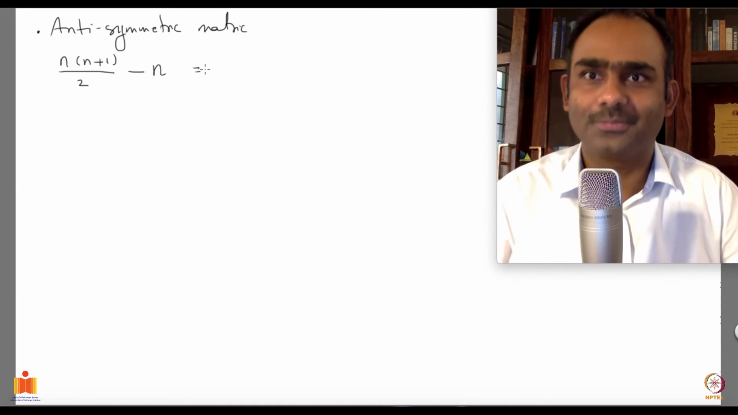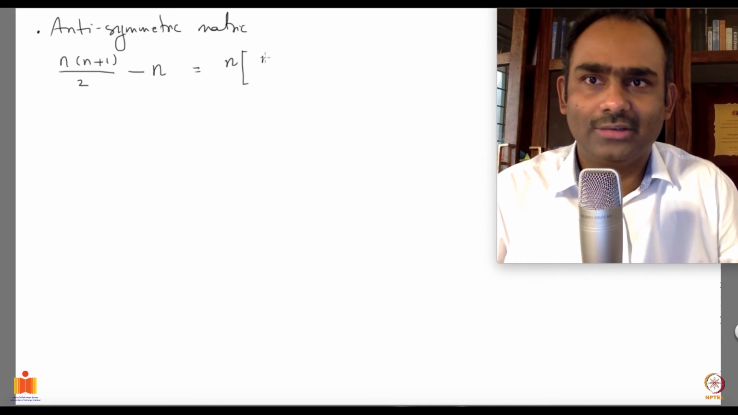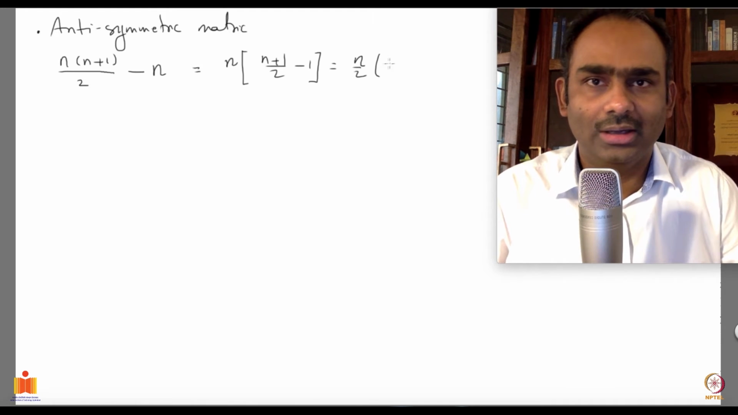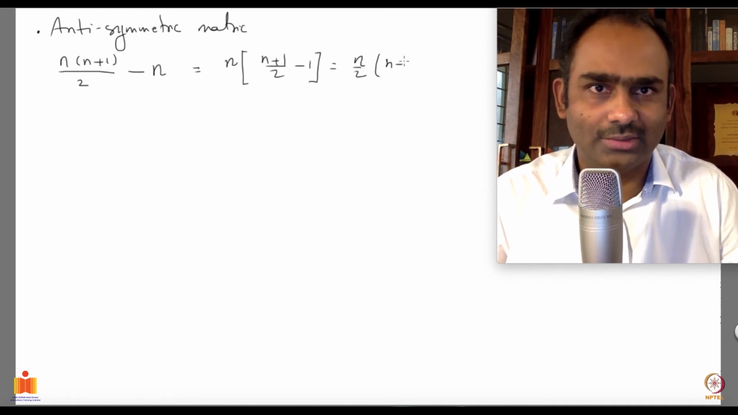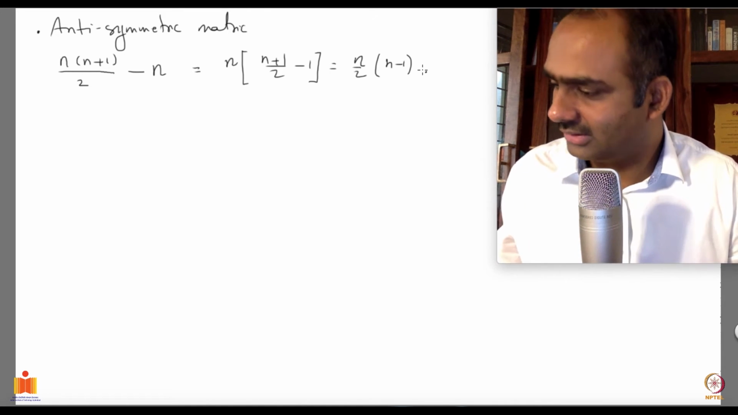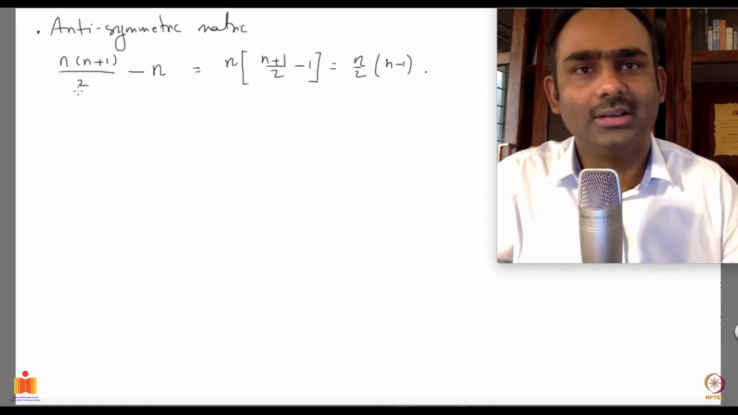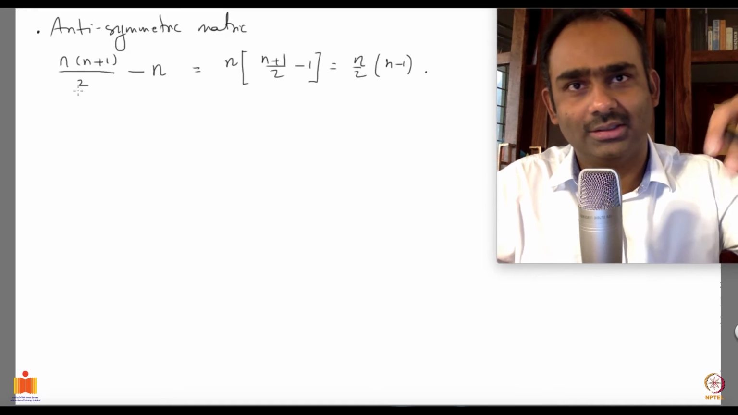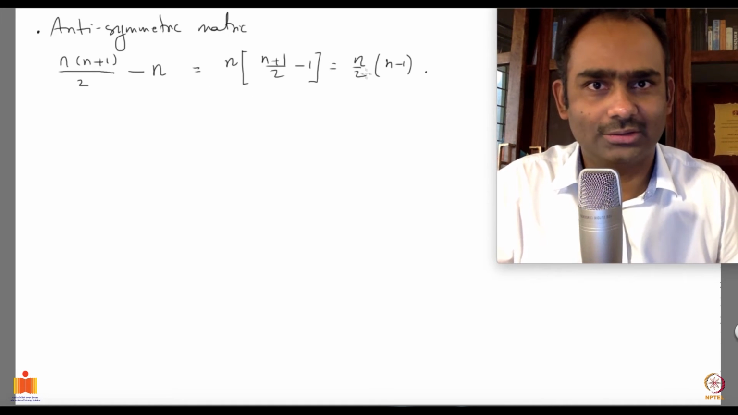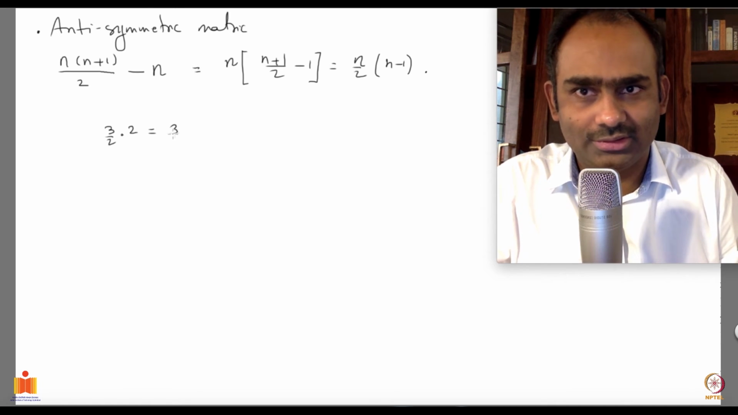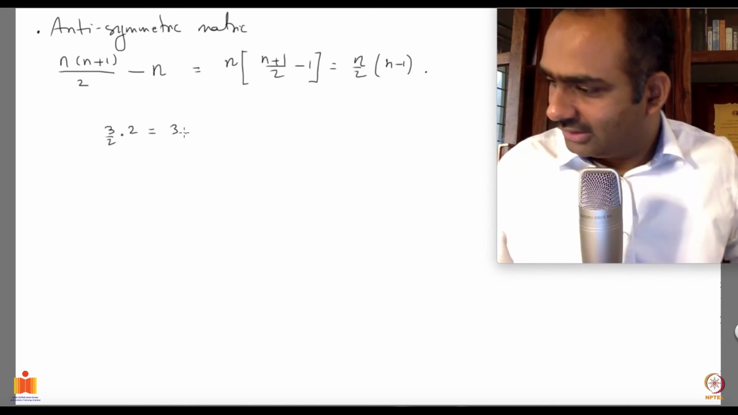So what do you get? You take n outside, you have n over 2, n plus 1 minus 2, which is n minus 1. So n into n minus 1 over 2, which is the correct result. And let's check. For a 3 cross 3 matrix, you should get only 3, what you have on the upper corner. So you put n equal to 3, you get 3 by 2 into 3 minus 1 is 2, so 3. So it's correct. That's fine.